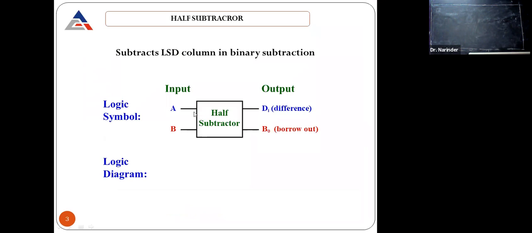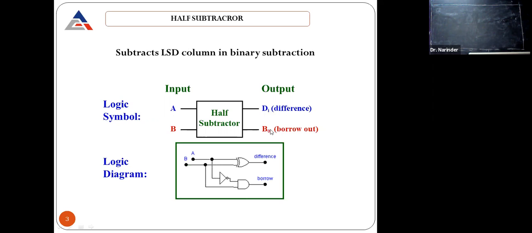Half subtractor. Two inputs are there, two outputs are there. A minus B would be the difference, and in case if there is any borrow, that would be here. This is the logic diagram. The difference between the half subtractor and the half adder is only that there is a NOT gate in the half subtractor. This is not being applied in the half adder.